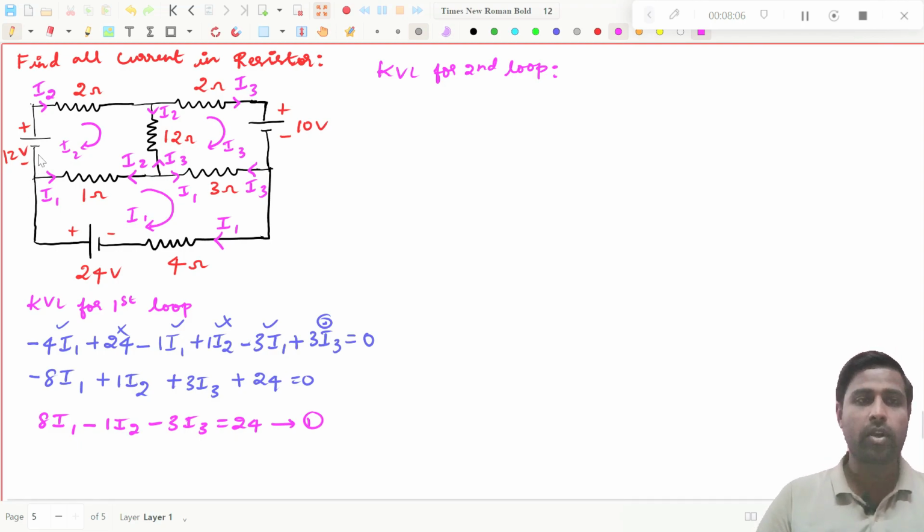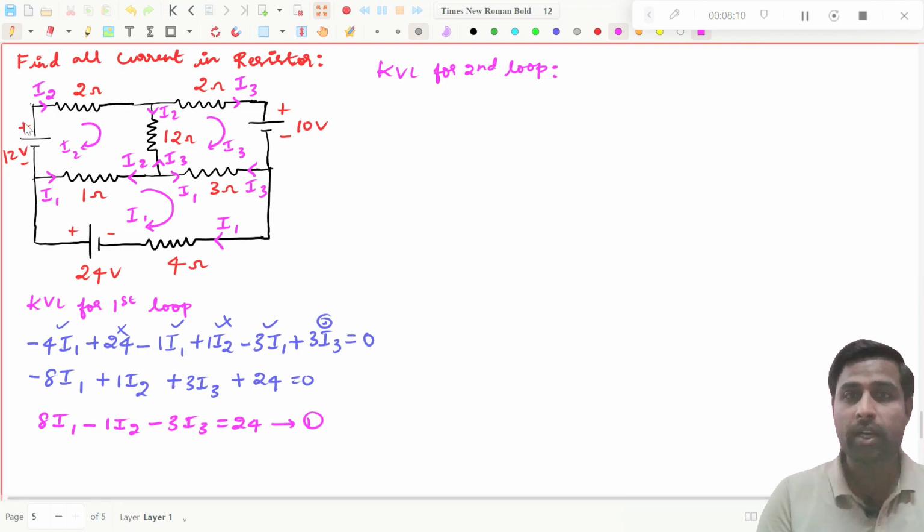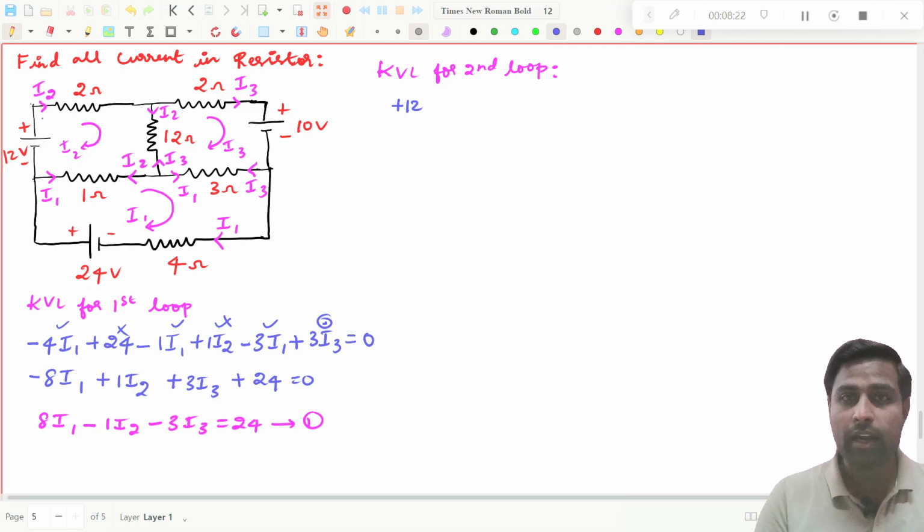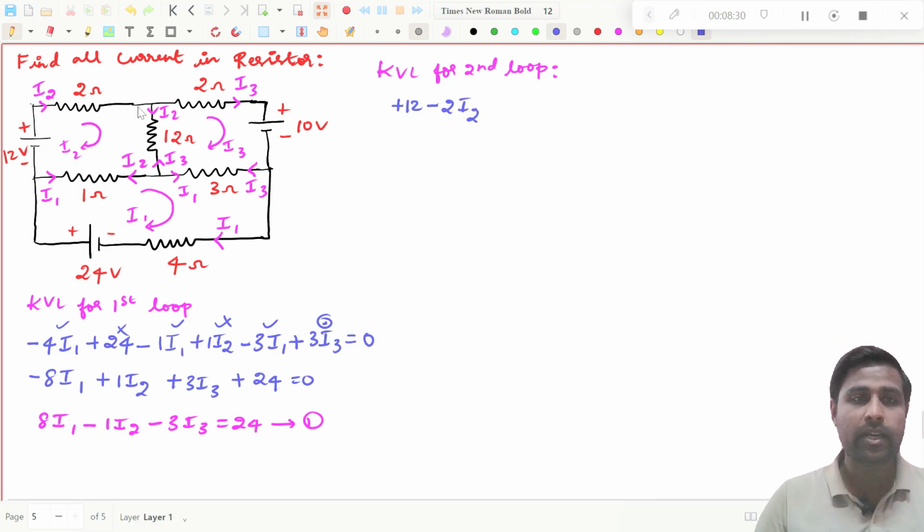So I will start from this point. If I go in this way, I am traveling from minus to plus, so I have to put plus 12 volt. Then I will go in this direction. You see this current direction is the same as I am going, so I have to put a minus 2 into I2. Then I will come in this way. You see again I am going in the same direction.